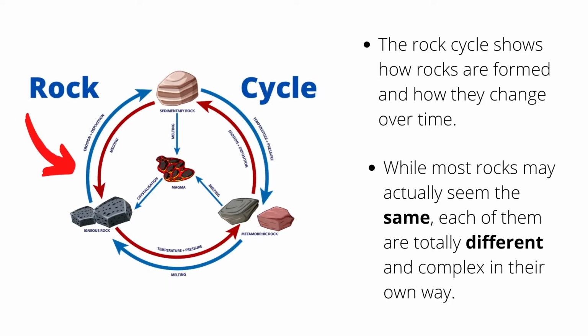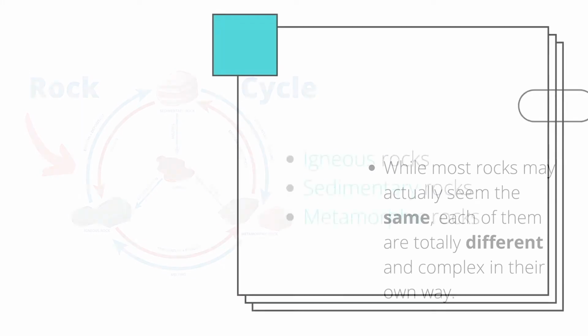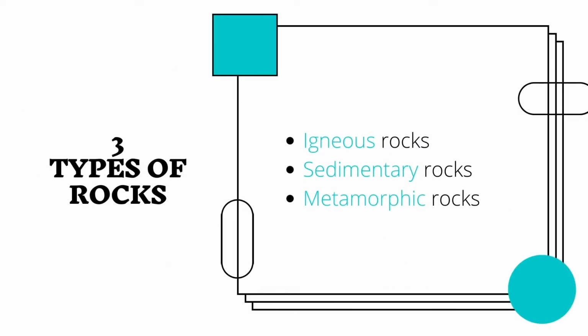In total, there are three main types of rocks. The rocks being classified into their respective groups based on how they are formed. So the groups are igneous rocks, sedimentary rocks, and metamorphic rocks.